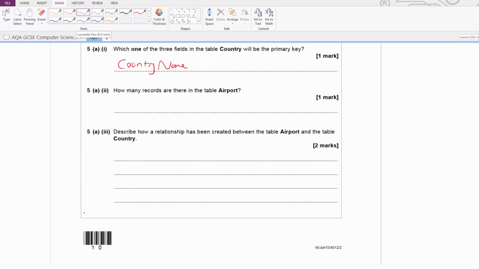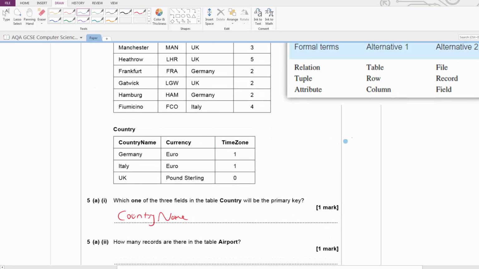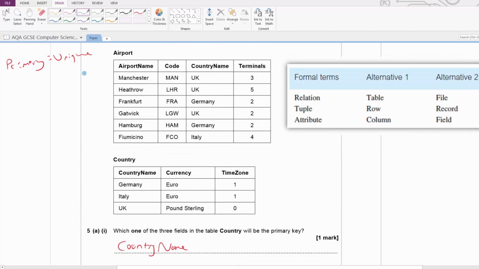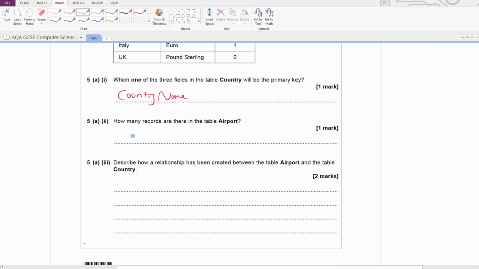Part ii says, how many records are there in the table airport? Well, a record is the same as a row. You might remember it anyway, but this means we have 1, 2, 3, 4, 5, 6. So 6 is our answer.